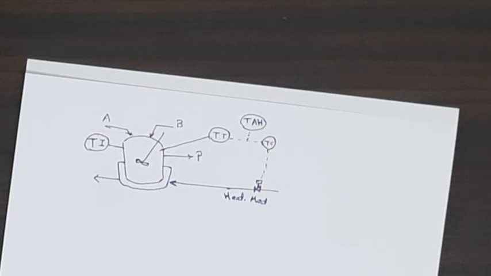In this question, the controlled variable is the temperature of the reactor. The manipulated variable is the heating medium flow rate, and the final control element is the valve.